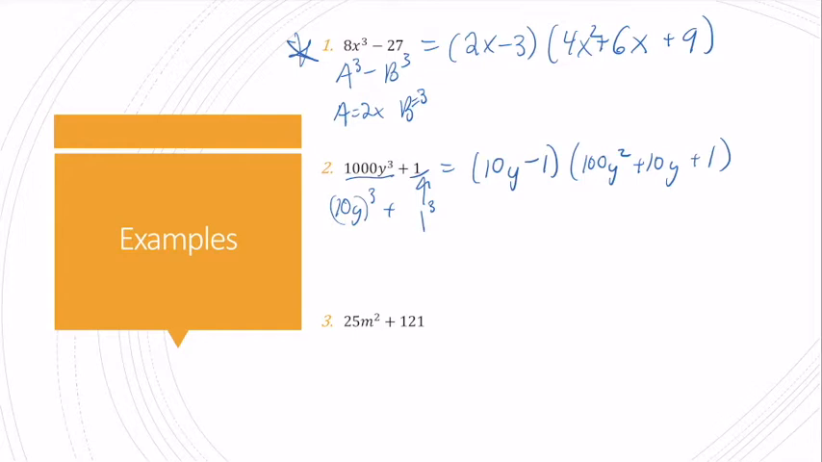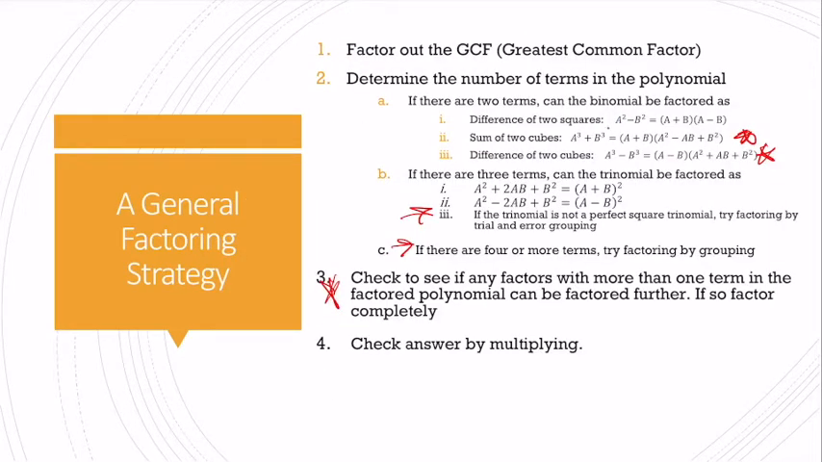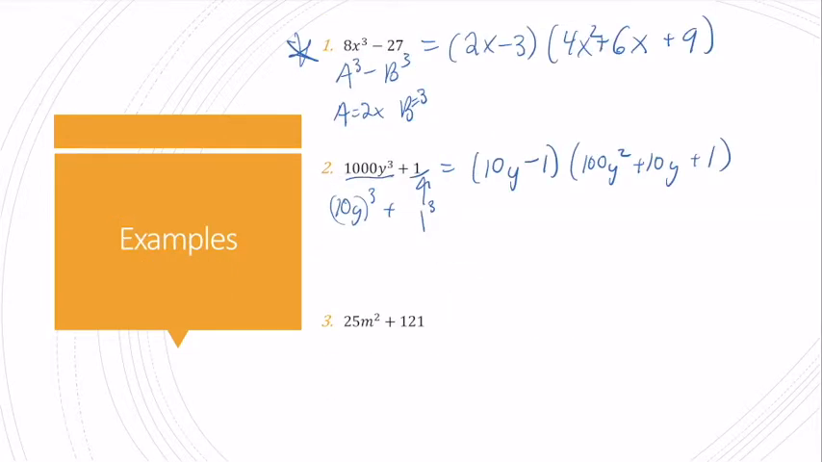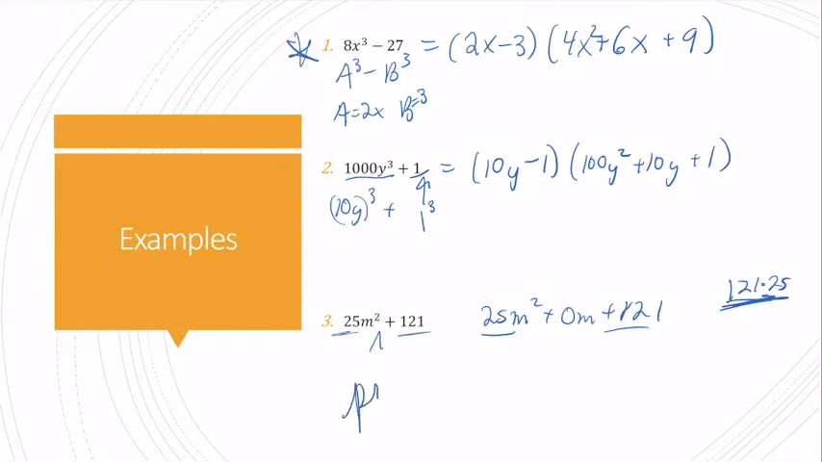Next, I have 25m squared plus 121. So this is a sum of 2 squares. And if you look back, we don't have a rule for the sum of 2 squares. We only have a rule for the difference. So I would have to say, okay, what are the factors of 25 and negative 125 that would add up to 0, right? But this is going to give me a positive number. And I can't think of any 2 factors of a positive number that would cancel each other out. So this is prime.